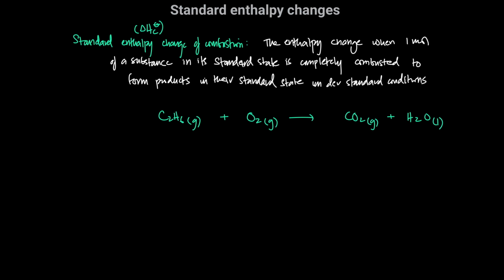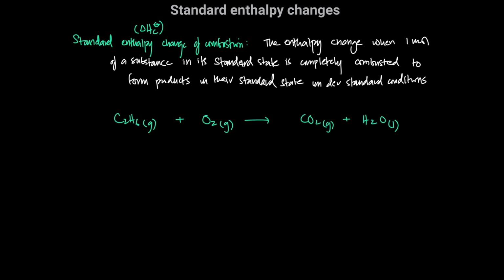Now if we're talking about the standard enthalpy change of combustion of ethane, we have to make sure that we're combusting 1 mole of ethane. That would be the enthalpy change when 1 mole of a substance is combusted. So we're looking at the reactant being completely combusted. I would also mention in excess oxygen. Completely combusted in excess oxygen to form products in their standard state under standard conditions.